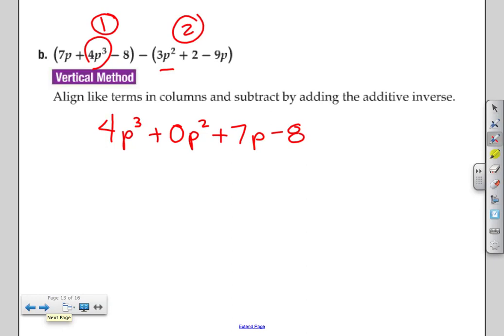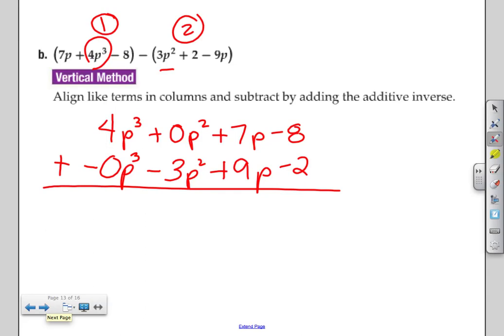Now we're going to subtract, but remember, we're going to add the inverse, right? So I'm going to actually add all the opposites. There is no p to the third power, so I'm going to write 0p. We do have squared, right? It's 3p squared, but it's going to be a minus 3p squared because I multiplied it by negative 1. And we have a negative 9p, but I'm multiplying by negative 1, so it's going to be plus 9p. And we have a 2, which will change to minus 2.